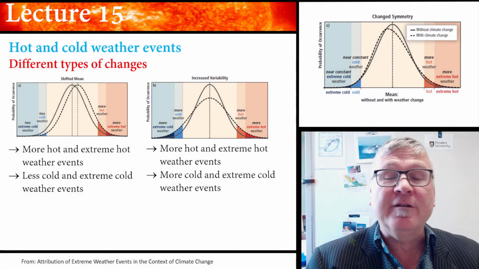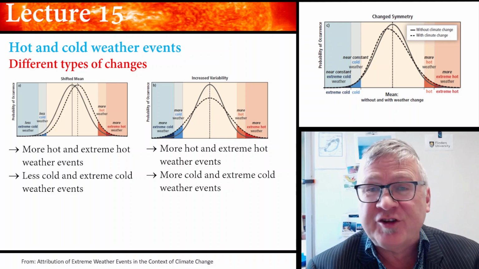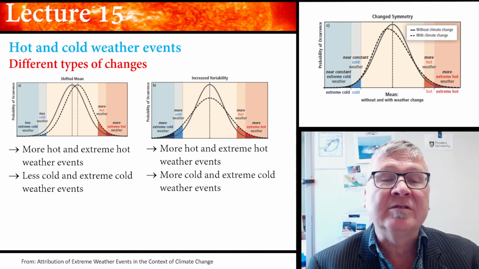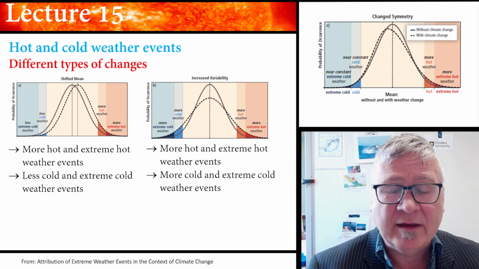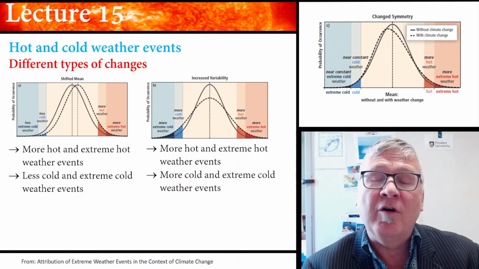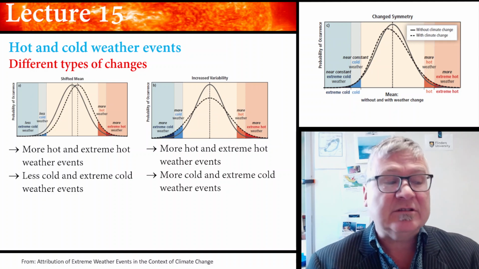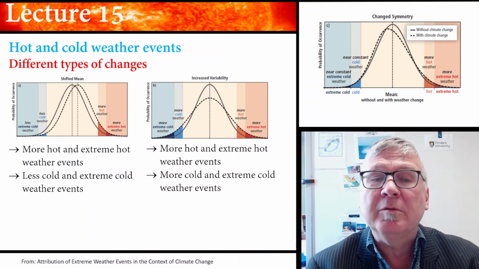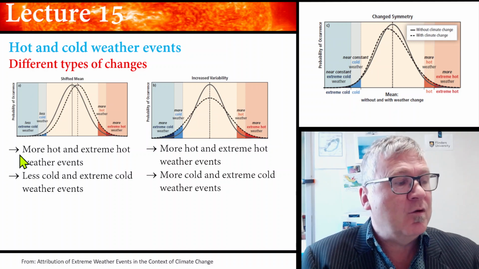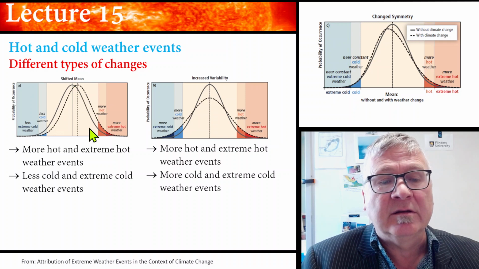And there are different ways that these curves can change. This one is an example that only looks at hot and cold weather events. So again, we look at temperatures, but indeed you can construct these curves for other types of variables. Just have a look at the first example, which is shown on the left side. You have your reference distribution, which is the solid black line.